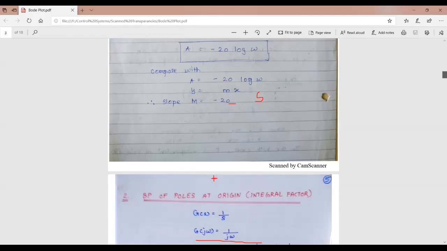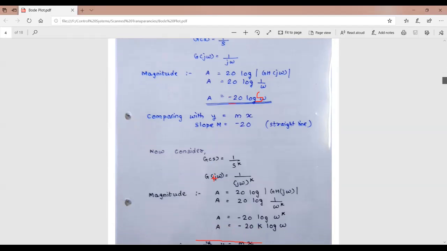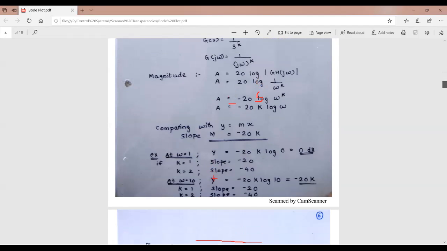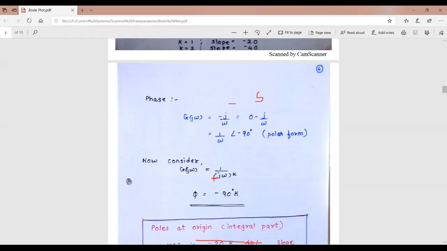Now let us go and see what the phase is. All this is the same. So this is the phase part. In this phase part, we have phase of g of j omega equal to minus j upon omega, and you have 1 upon omega. If you convert it into phase using the formula tan inverse of imaginary part upon real part, for this particular one, this is going to be tan inverse of 0 upon 1. So tan inverse of 0, which is equal to 0.